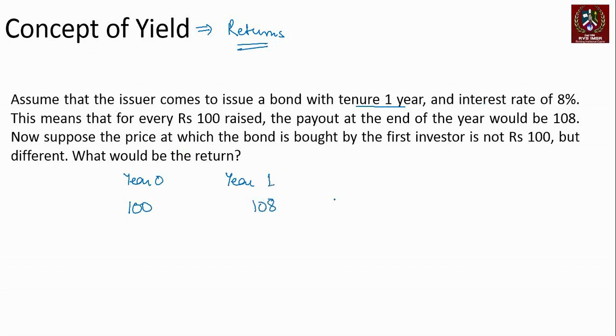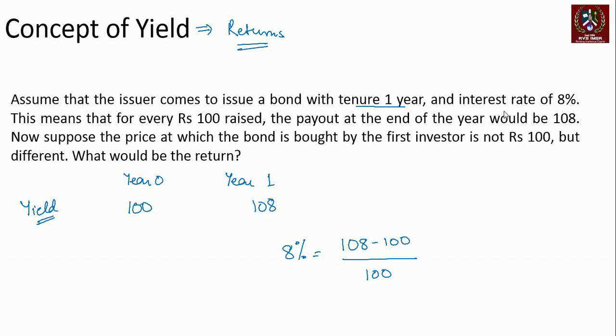So what is the return on this instrument? Can we find the return? The return is essentially 108 minus 100. That's 8 rupees that you made on an initial investment of 100. That's going to be equal to 8%. So that's the yield on this instrument as it stands now. Now suppose the price at which the bond is bought by the first investor is different. It's not 100. It is either higher than 100 or lesser than 100. How does the return change in that case?